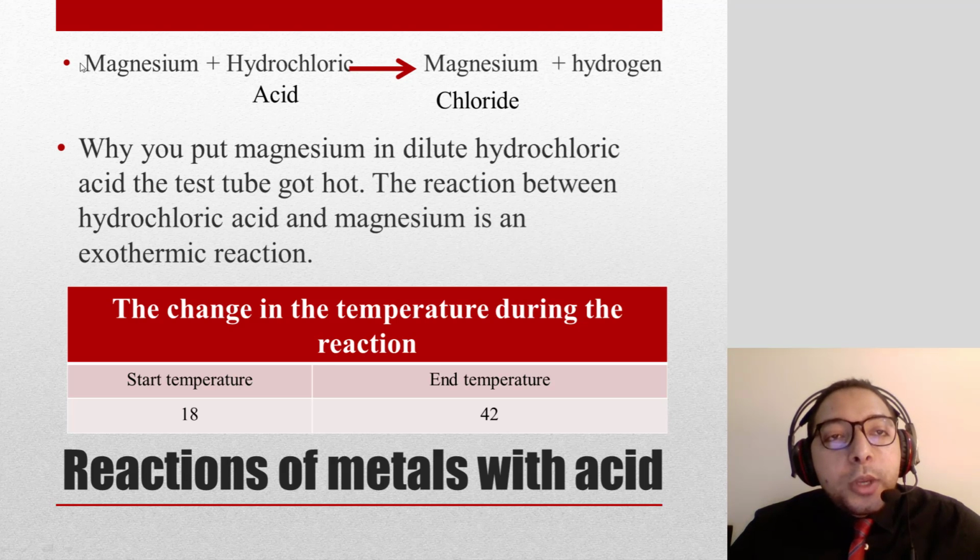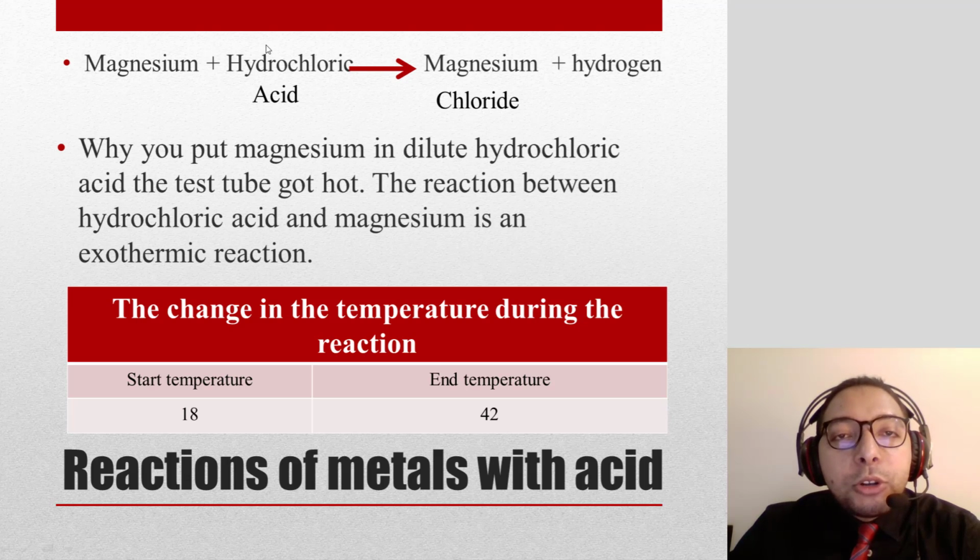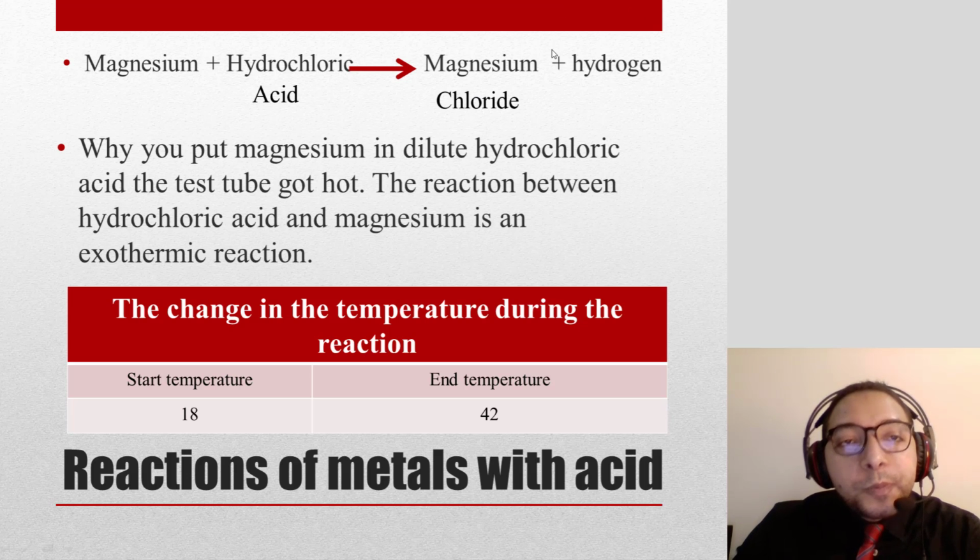Another equation is between magnesium and hydrochloric acid. When magnesium reacts with hydrochloric acid, it is going to make magnesium chloride along with hydrogen. So magnesium is going to attach with the chlorine and hydrogen will be given off. And over here we have magnesium and hydrochloric acid, which represent the reactants, while magnesium chloride along with hydrogen represent the products.